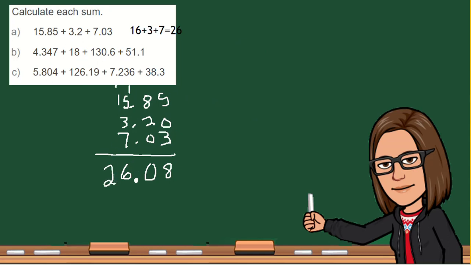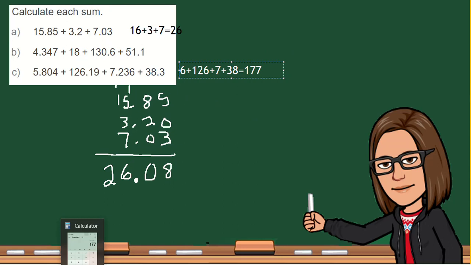It is very close. So again, I'm going to do the last one just because it's got a few more. I'd say 5.804 would be 6, plus 126, plus 7, plus 38. When I add it up, I would get 177. So it's going to be around 177. And this one I'm actually going to show you in the calculator just so that you have an idea of how to do it.